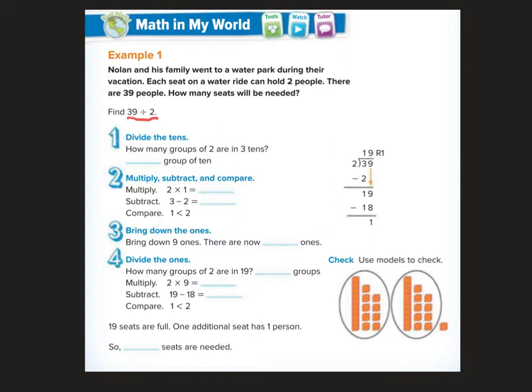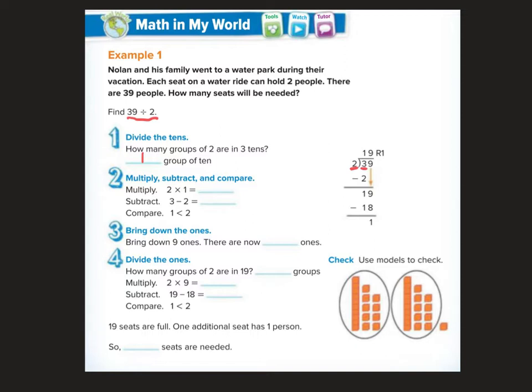First, I'm going to divide the tens. 3 tens divided into 2 groups would mean there is 1. How many groups of 2 are there in 3? There's 1 group of 2 in 3, right? So if I have 3 tens, I can divide them into 2 groups, and there's 1 in each group. I could think of it that way.